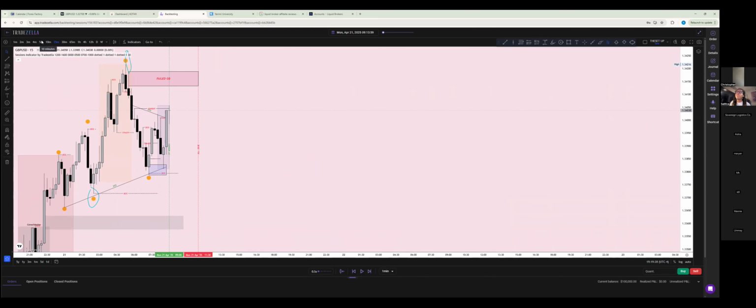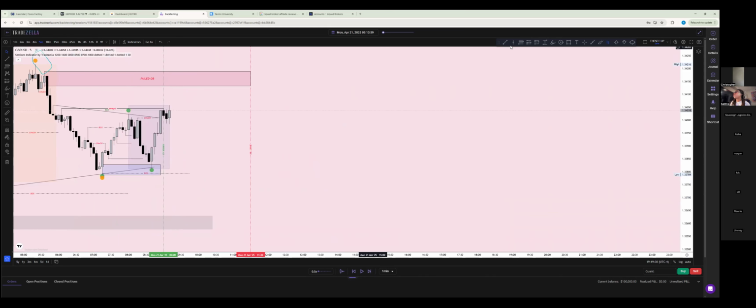So I'll go back to my 5 minute. I know that I had a 5 minute break of structure here. This is why it's important that you always mark what you see. I have a 5 minute break of structure. Underneath that 5 minute was just a 1 minute change of character. So change of character, break of structure. There goes my two confirmations right here that this is a buy.